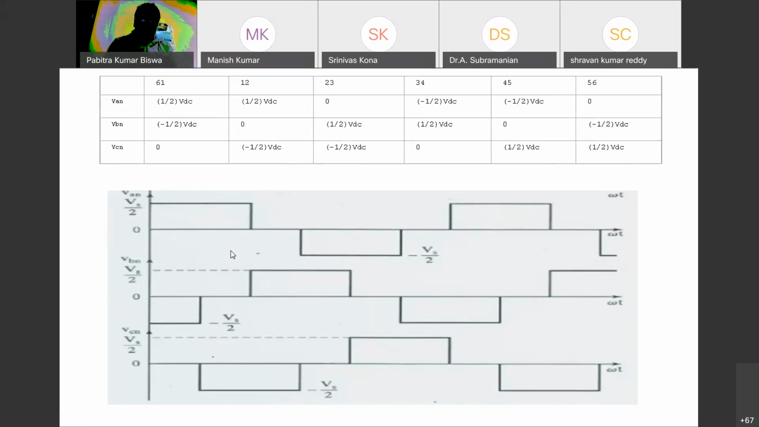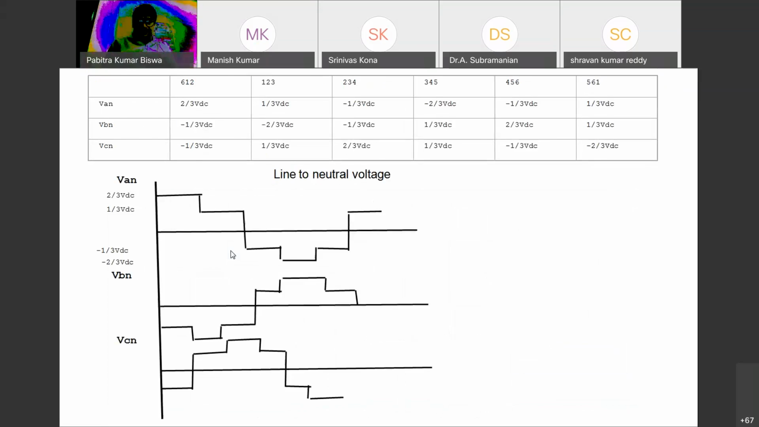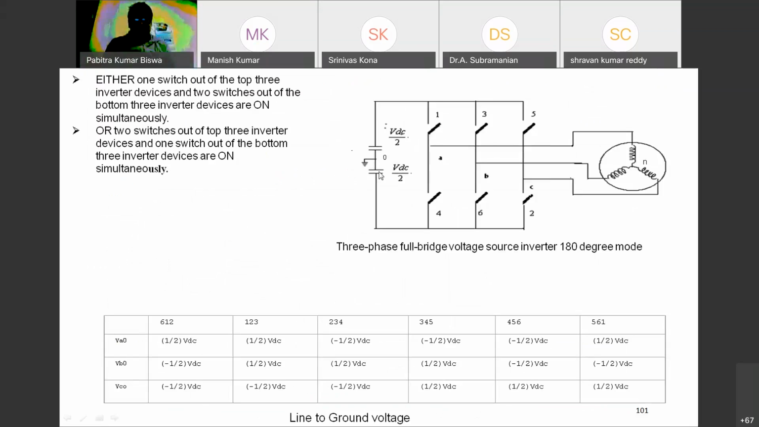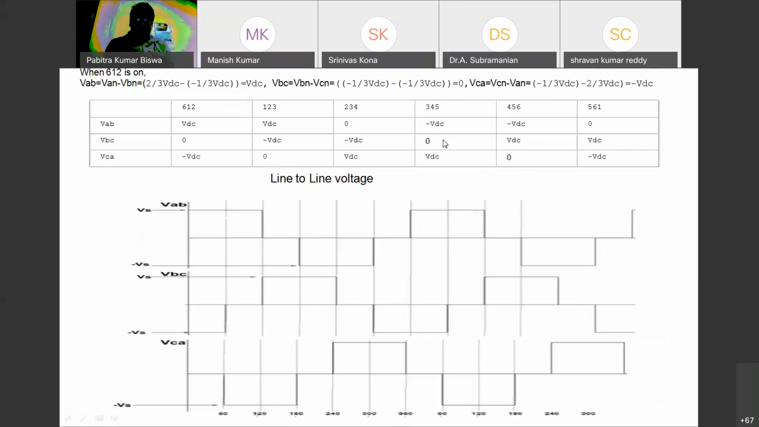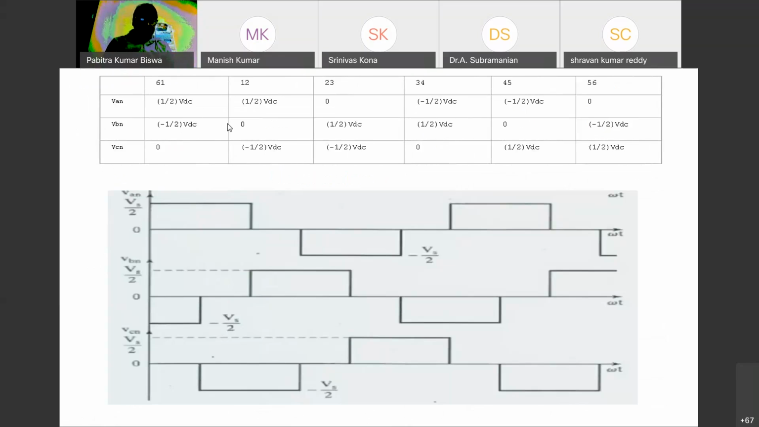Now, when we are considering 120-degree mode, two switches will be on, one from the upper leg and one from the lower leg, or one from the lower leg and one from the upper leg. It will be 6 1, because I already told you one switch is 60 degrees, two switches will be 120 degrees. Then 6 1, 1 2, 2 3, 3 4, 4 5, 5 6, and 6 1. This is the way we get the output voltage.